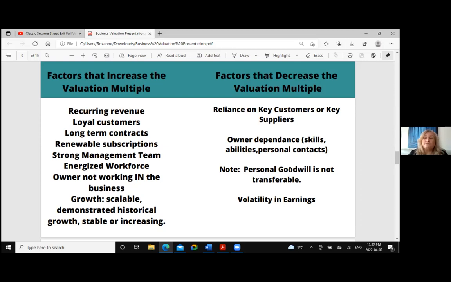That's a big risk. So again, going back to owner dependence, their skills, their abilities, their personal contacts, because personal goodwill is not transferable. There's no guarantee that the customers are going to like you if they liked the original owner. So you need more than that for the company. And then volatility in earnings. If the earnings for that company are all over the place, you need to have a hard look at your skills in turning that around.